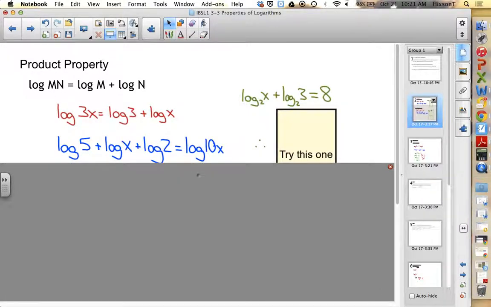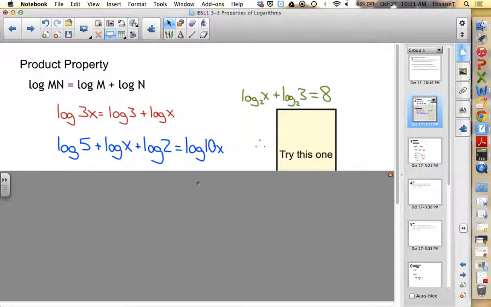Another example here, if I have the log of 5 plus the log of x plus the log of 2, I can multiply these three things together. 5 times x times 2 is 10x. I could write that whole thing as just one logarithm. And you guys will see as we move forward how in certain instances, it's going to be helpful to condense it down into one logarithm, and in other instances, it's going to be helpful to expand it out into multiple logarithms.